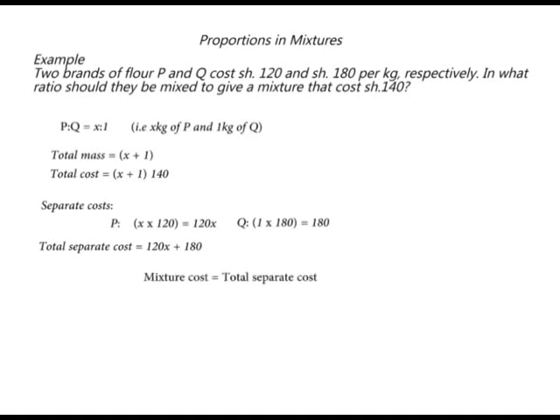Cost of the mixture will be equal to the separate cost. And so we shall have x plus 1 times 140 should be equal to 120x plus 180. Opening the brackets, 140x plus 140 should be equal to 120x plus 180. 20x is equal to 40 and x is equal to 2. P to Q was equal to x to 1, and now we found x is 2, and so P to Q is equal to 2 to 1.